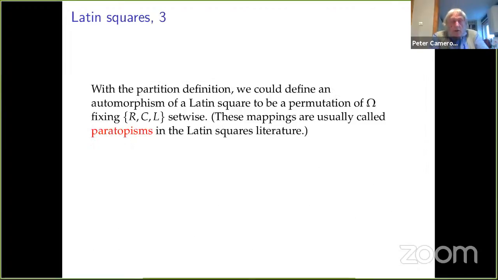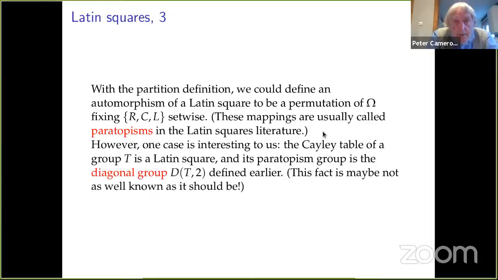And this could give us a definition of automorphisms. I won't bang on about this too much, but an automorphism would be a permutation fixing rows, columns, and letters setwise. And Latin square people call these things paratopisms, but they're just automorphisms if you think about the squares in this way. Now there's one interesting case.